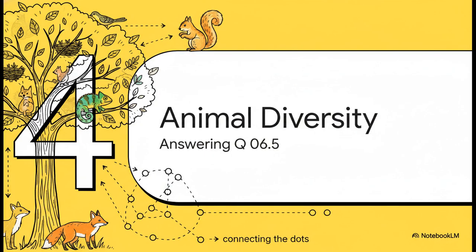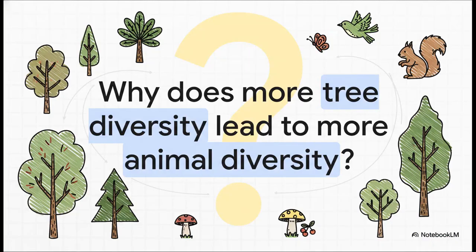We are on the home stretch now. For this last part of the question, we need to connect the dots. So we figured out that the number of tree species recovers over time. Now we need to explain why that is so important for all the animals that live in that forest. So the question is simple, but it's a really deep one in ecology. Why does having more types of trees lead to having more types of animals? It's all about that fundamental link between the producers, the plants, and all the consumers that rely on them.